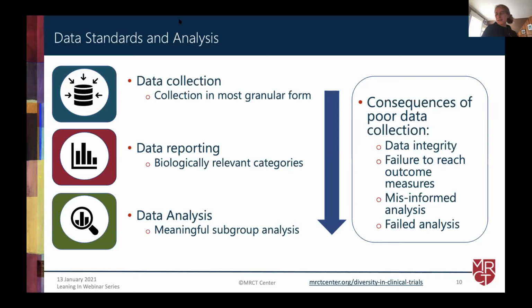Yes. Awesome. Sorry, apologies to everyone for that. Let me start at, I think I lost audio when we brought up this box of consequences of poor data collection. And so some of them are listed here on the slide. Data integrity, failure to reach outcome measures, misinformed analysis, and potentially a failed analysis.